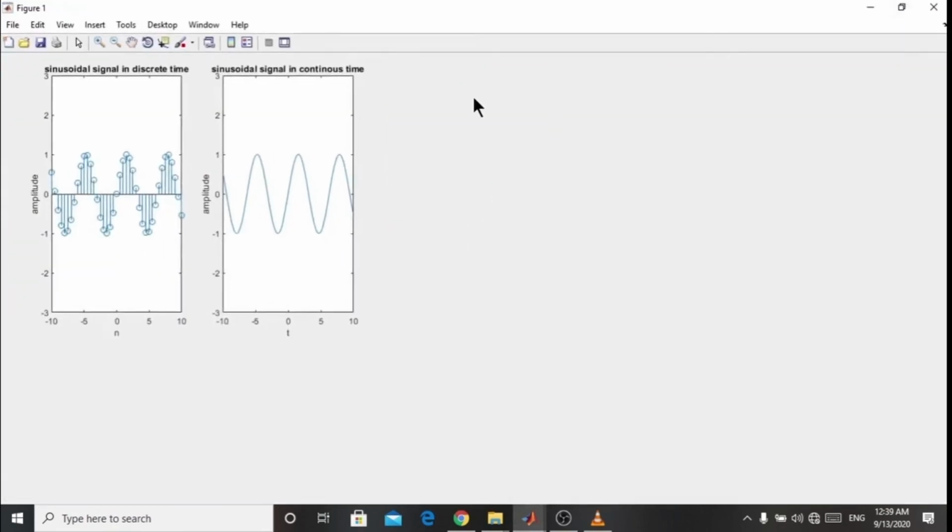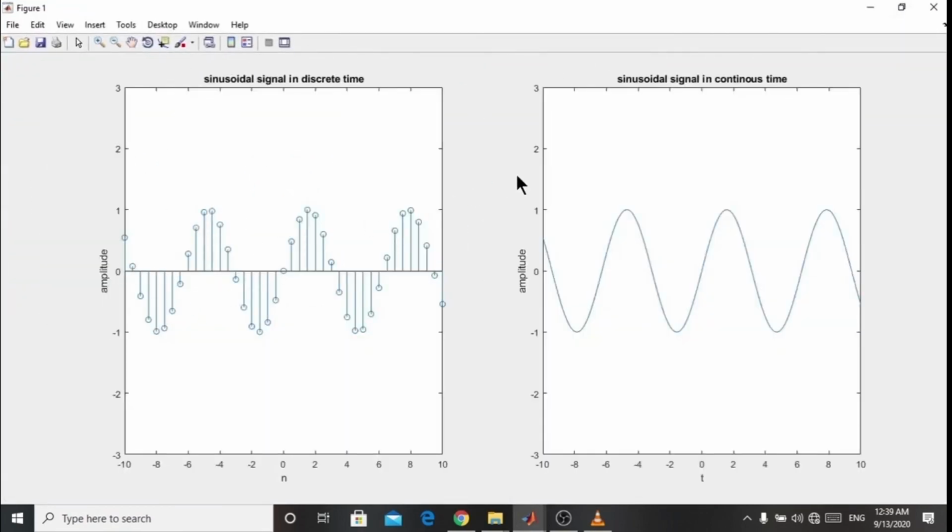A sinusoidal signal in the discrete time case will look like this, and a sinusoidal signal in the continuous time case will look like this. Hope you understand the generation of sinusoidal signal in discrete time and in continuous time.